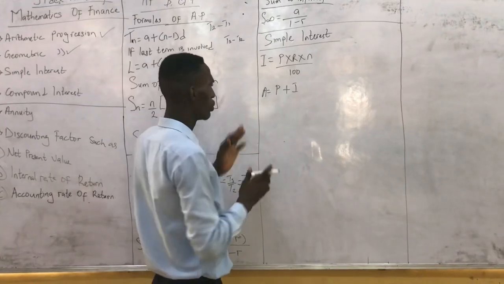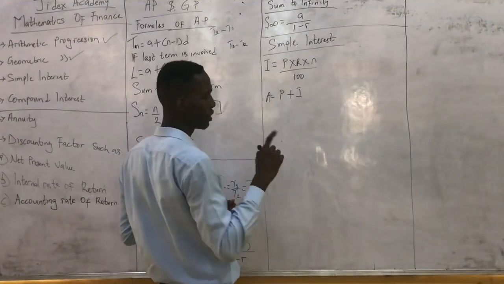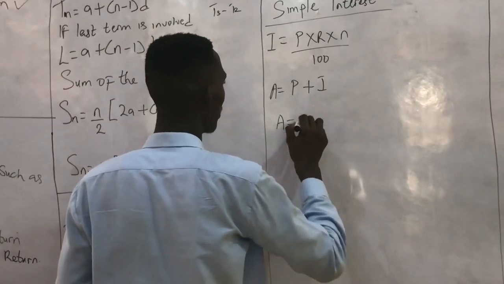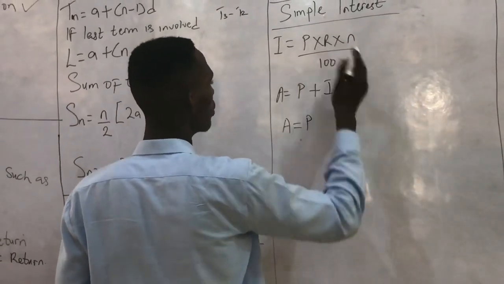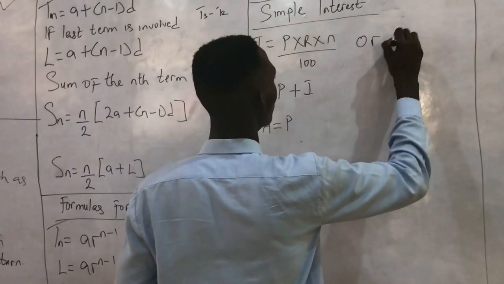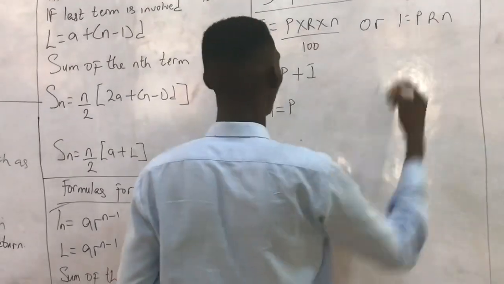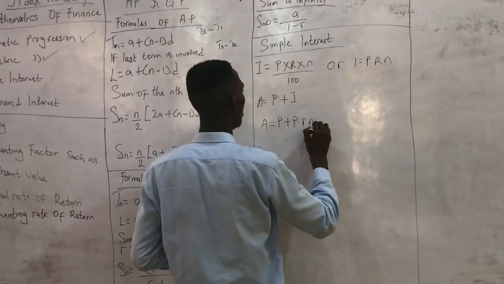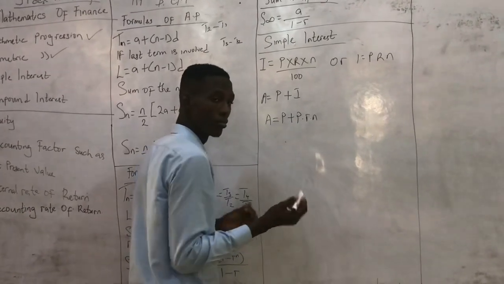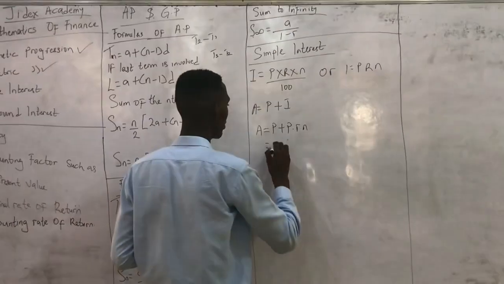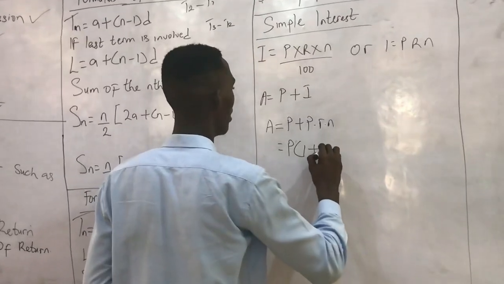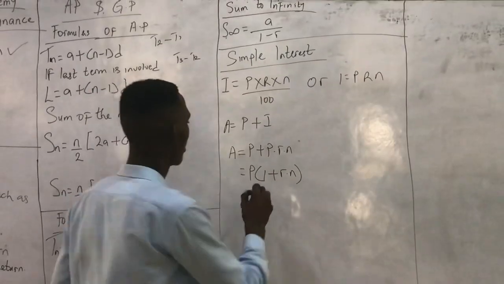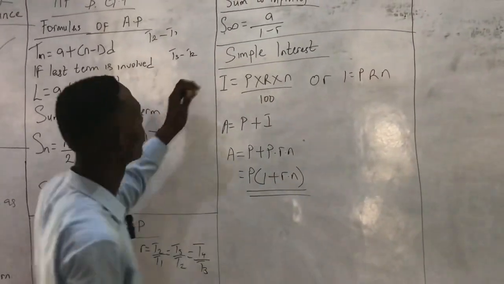So I'm now going to restructure this formula. If you have to get your amount immediately, A is equal to P plus I. Remember, I can also be equal to PRN, so this is plus PRN. You can factorize, and that is P in bracket 1 plus Rn. Let's leave it this way. So this is the formula for simple interest.